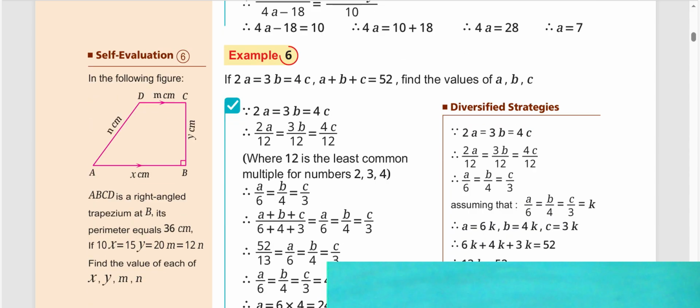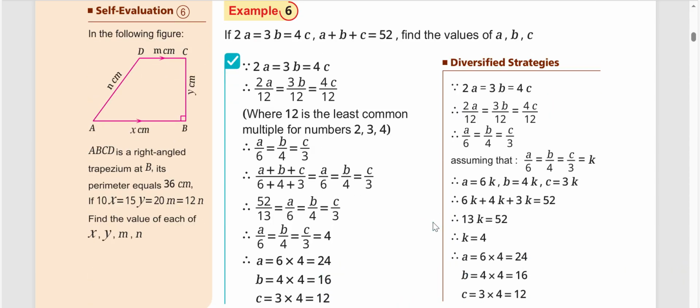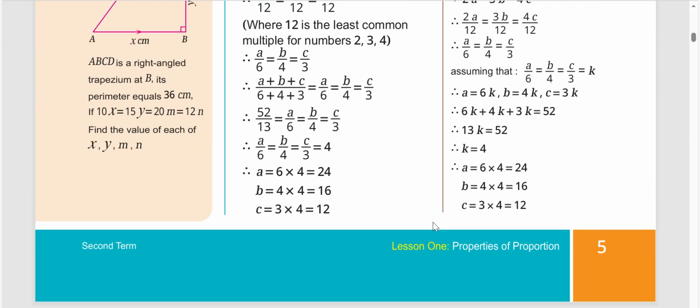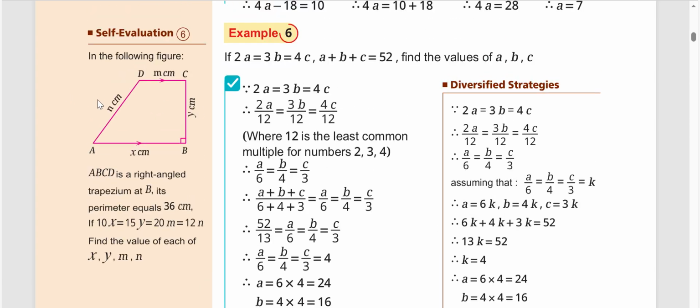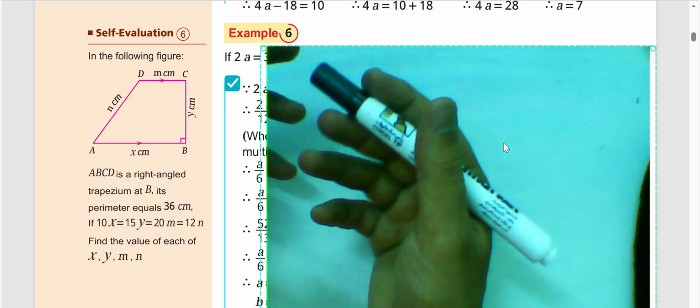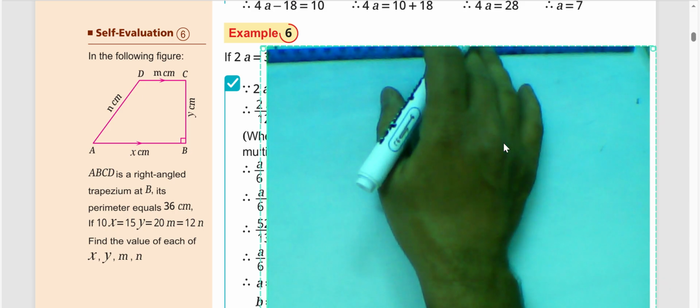Next question, number 6. We have question number 6 with its solution here. Okay, you can read the example about properties to find the answer. Now I will explain the next question, self-evaluation number 6. The figure here we have a trapezoid, a right angle trapezium, and the perimeter equals 36. Look at here, the perimeter was 36 centimeters about the trapezium. Okay, we know the perimeter of any figure is the sum of its outer sides. We can add the outer sides here.